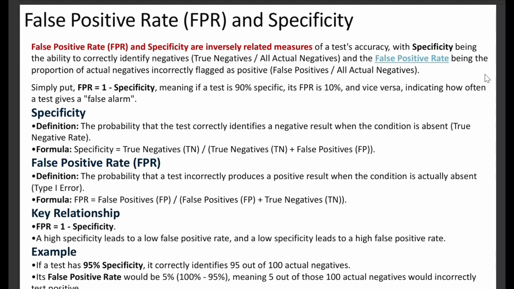The relationship between FPR and specificity is inverse. FPR is equal to 1 minus specificity. If your test is 90% specific, its FPR is 10%. A high specificity means low false positive rate, fewer false alarms.